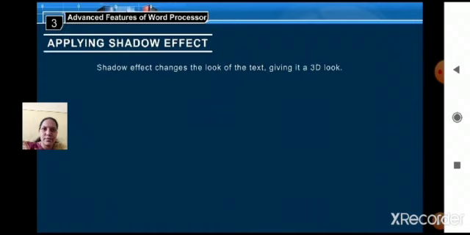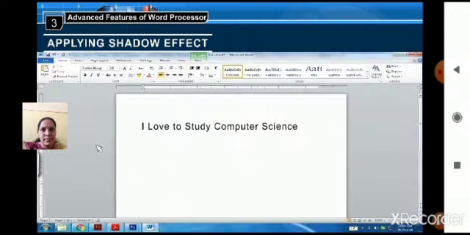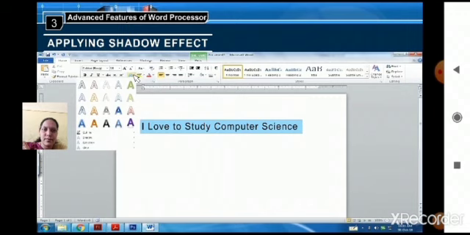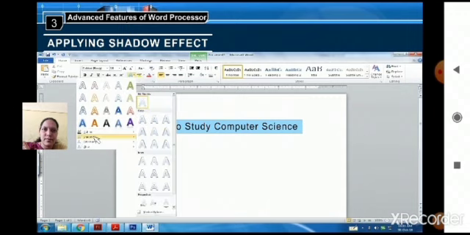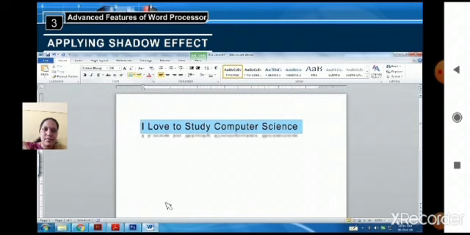Applying shadow effect. Shadow effect changes the look of the text, giving it a 3D look. To apply shadow to text, follow the given steps. Step 1. Type and select the text on which you want to apply the shadow effect. Step 2. Click on the Text Effects option in the Font group on the Home tab. A drop-down menu opens. Step 3. Hover the mouse on the Shadow option. A sub-menu opens. Step 4. Click to select the desired shadow effect from the options.